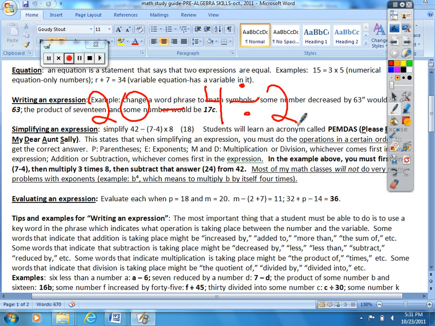My rules say to do parentheses, but I don't have any. I don't have any exponents. But I do have multiplication or division, and then I have addition or subtraction. So I've got to do this first. 4 divided by 2 is 2.